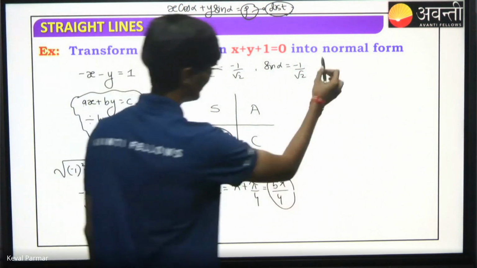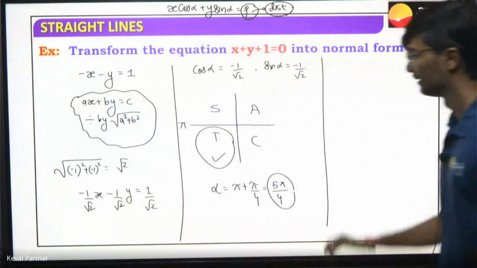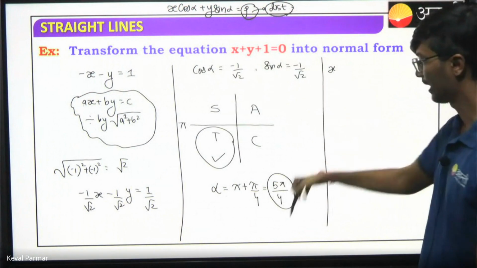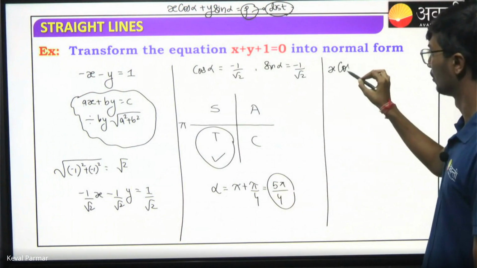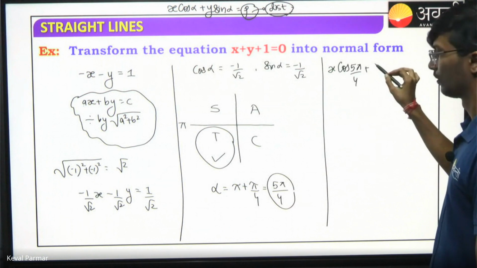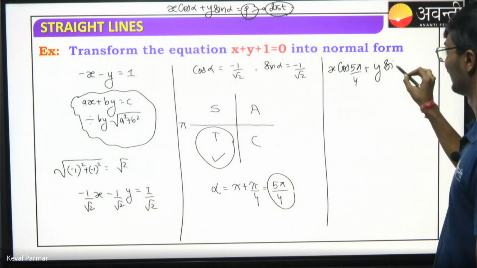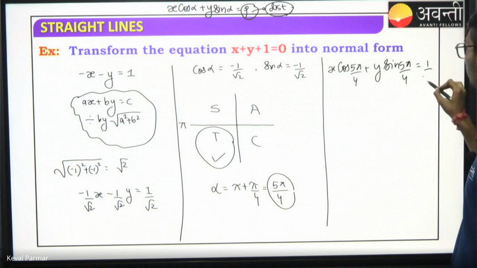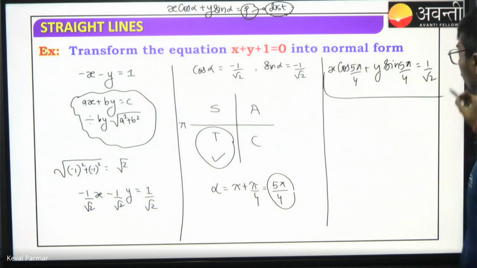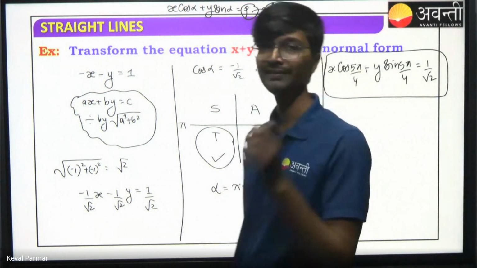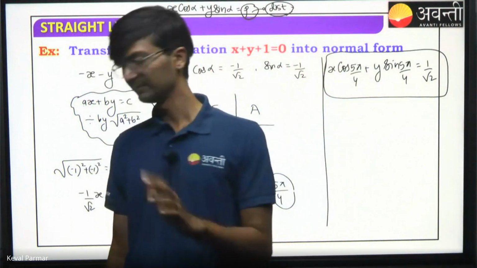4. So that means my normal form will become x cos alpha plus y sin alpha, and we got alpha as 5 pi by 4. So x cos 5 pi by 4 plus y sin 5 pi by 4 equals 1 by root 2. This is my normal form. I hope it is clear. This is very important for theory examinations. If it's clear, give me a thumbs up.